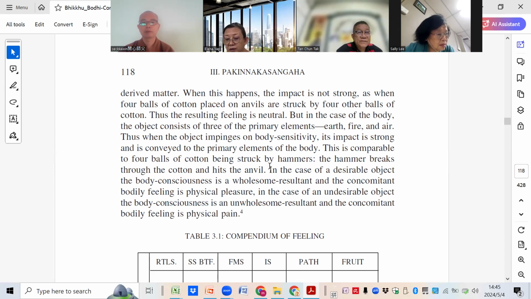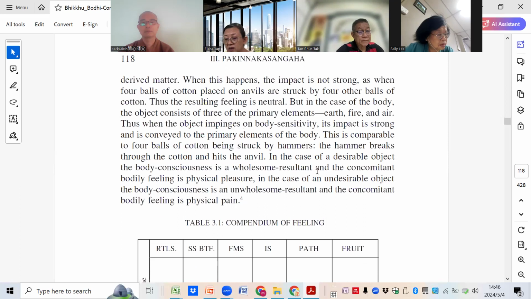But in the case of the body, the object consists of three of the primary elements: earth, fire, and air. Thus, when the object impinges on body sensitivity, its impact is strong and is conveyed to the primary elements of the body. This is comparable to four balls of cotton being struck by hammers. The hammers break through the cotton and hit the anvil.